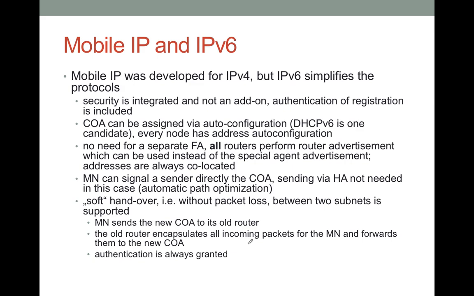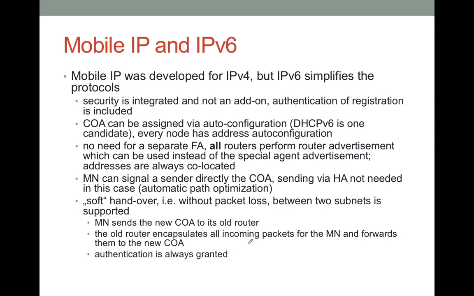Care of address can be assigned via auto configuration. They call it DHCP version 6, which is one of the candidates. Every node has address auto configuration. So IP version 6 is auto configuration, with no need for a separate foreign agent. All routers perform router advertisement, which can be used instead of special agent advertisement. Addresses are always co-located. This is in IPv6 because the size of the address is quite big.